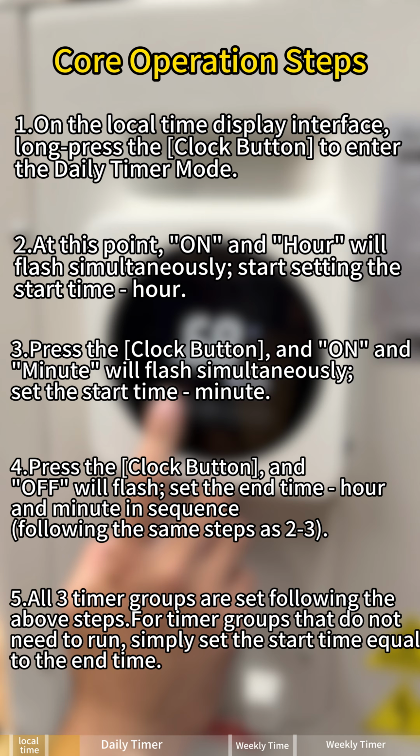Set the end time hour and minute in sequence following the same steps as 2-3. All 3 timer groups are set following the above steps. For timer groups that do not need to run, simply set the start time equal to the end time.